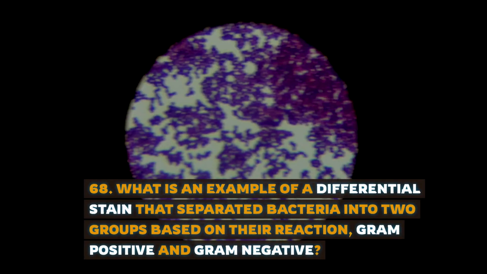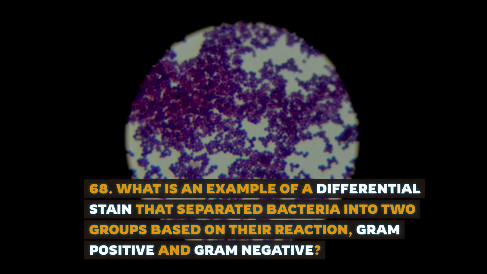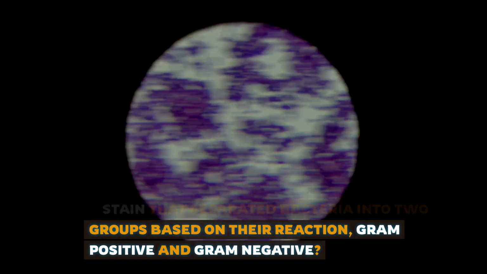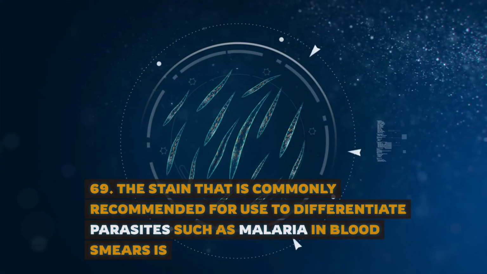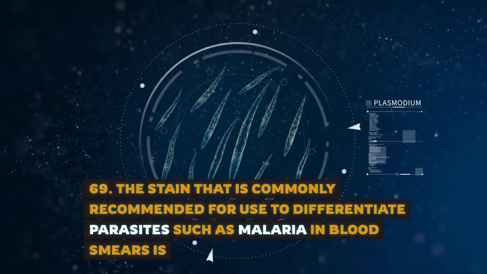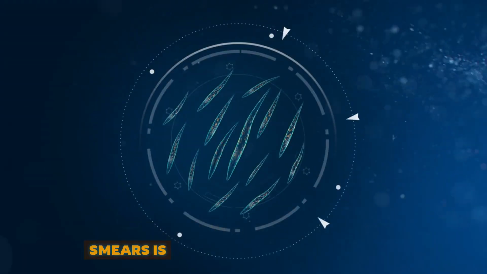68. What is an example of a differential stain that separated bacteria into 2 groups based on their reaction, gram-positive and gram-negative? Answer: gram stain. 69. The stain that is commonly recommended for use to differentiate parasites such as malaria in blood smears is.